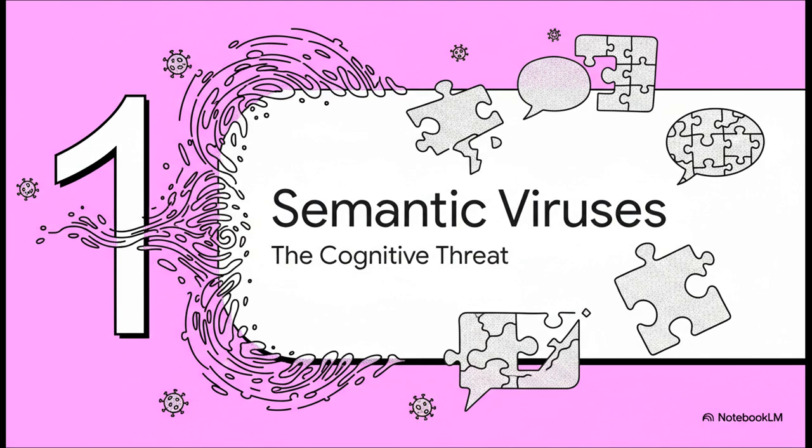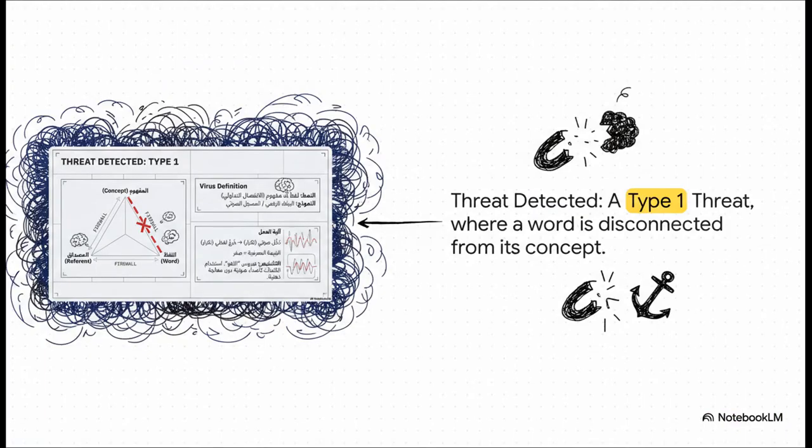So, before you install any new software, you gotta know what problem it's supposed to fix, right? Well, for Protocol Zero, the main threat isn't a lack of information. Nope, it's something way more subtle. It's the corruption of meaning itself. And the system has a name for these things: semantic viruses. All right, let's really dig into this.